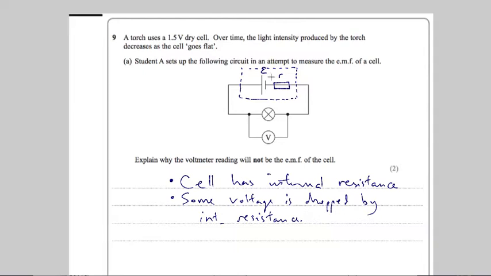In other words, the cell is supplying some energy per unit charge, that's the definition of voltage, but some of that energy is dissipated by the internal resistance, so not all of it goes to the light bulb. So this voltmeter is not going to measure all of it. It is going to measure a voltage which is lower than the EMF. But this is all you need to say for the 2 marks. Let's go on to part B.